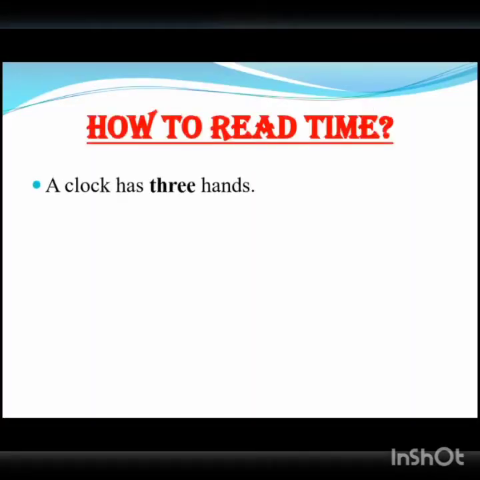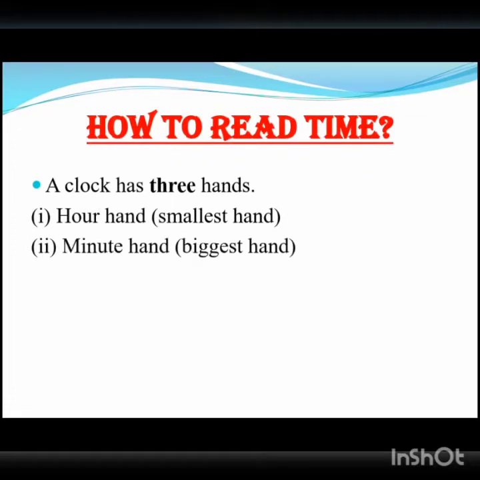A clock has 3 hands. First one, the hour hand, which is the smallest hand. Second, the minute hand, the biggest one. And the third, the second hand, which is the fastest one. In order to read time, we need to check the position of the hour hand and the minute hand. Clear? Let's start.